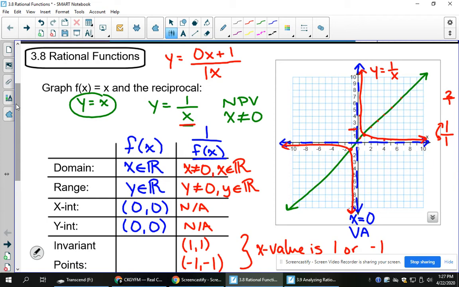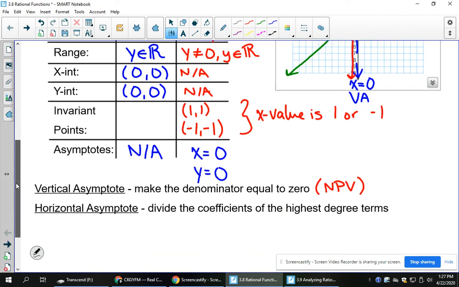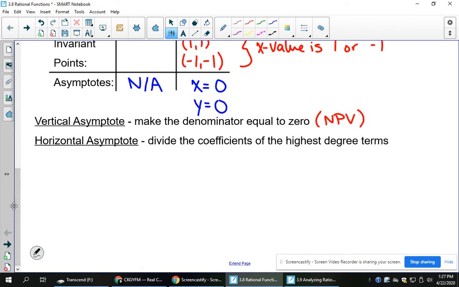Now, what they're saying when they say divide the coefficients of the highest degree term is if x is our highest degree term, divide those coefficients or those numbers in front. 0 divided by 1 is 0, so your horizontal asymptote is going to be y equals 0. This will make more sense when we have questions that have actual numbers, but it's a nice shortcut.